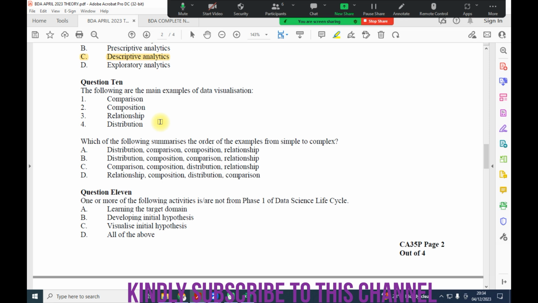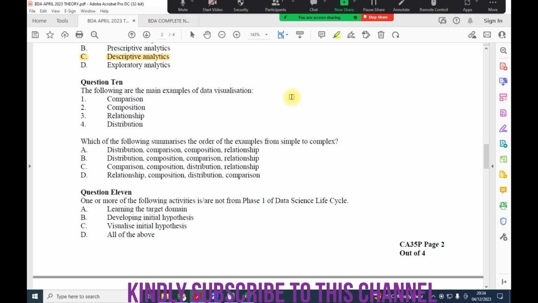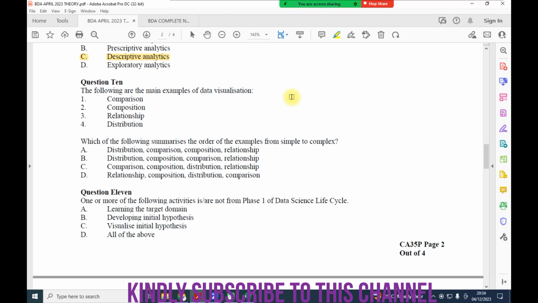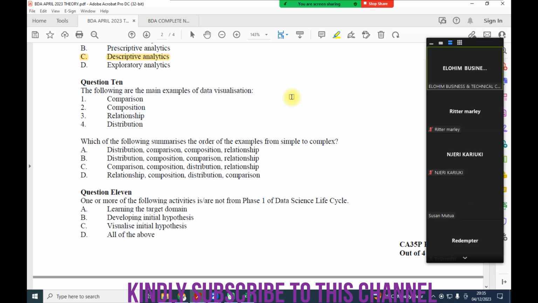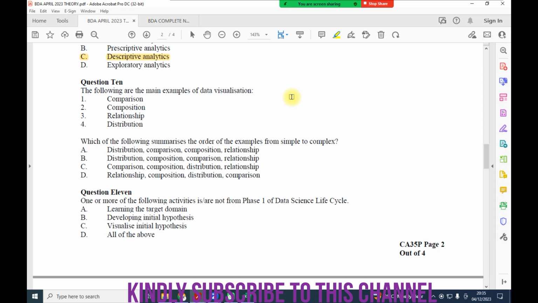Which one of the following summarizes the order of examples from simple to complex? From simple to complex. So the order where we are starting from simple and going to complex, and we'll find that these answers and the previous answers are not matching the way they are putting them. I don't know the reason why they are putting them that way, but in the previous question, and you will refer to your paper that you had for the previous, we said that we were starting with the trend, but here we don't have the trend.